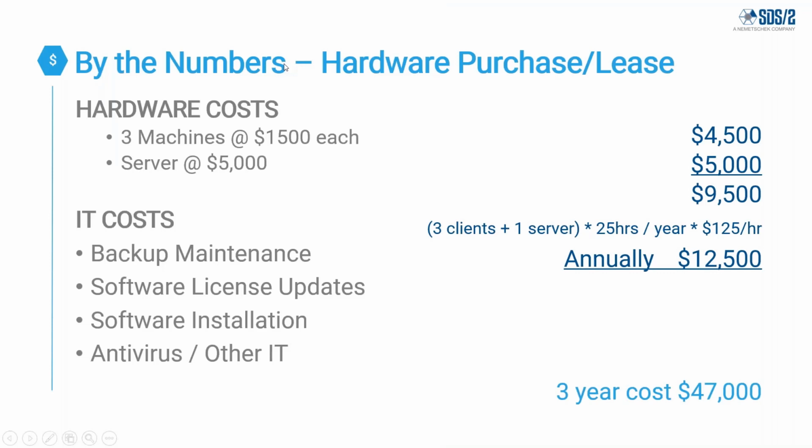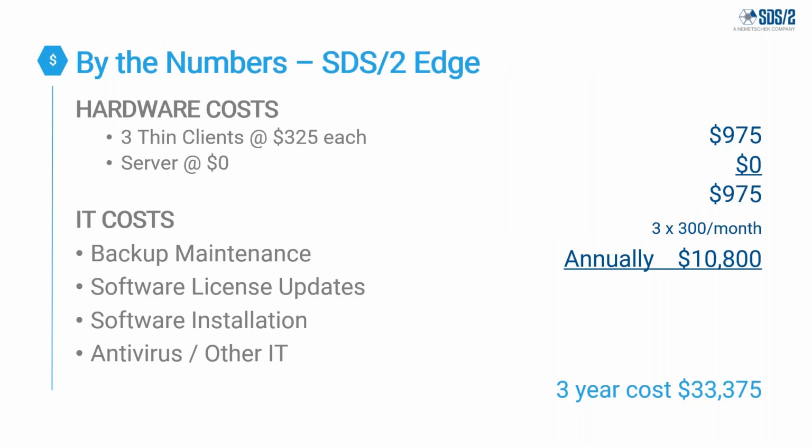So here are some of the numbers that we're looking at. Unexpected and expected costs here. So you could expect, all right, hardware costs. I'm looking at 3 machines, probably $1,500 a piece, a server, $5,000. That gets us just a shade under 10 grand there. Then your IT costs. 3 clients and a server. A guy's going to spend maybe 25 hours on each of those per year. And then, for your backups, license updates, software installation, and others. So you're looking at a 3-year cost of about $47,000 with these numbers.